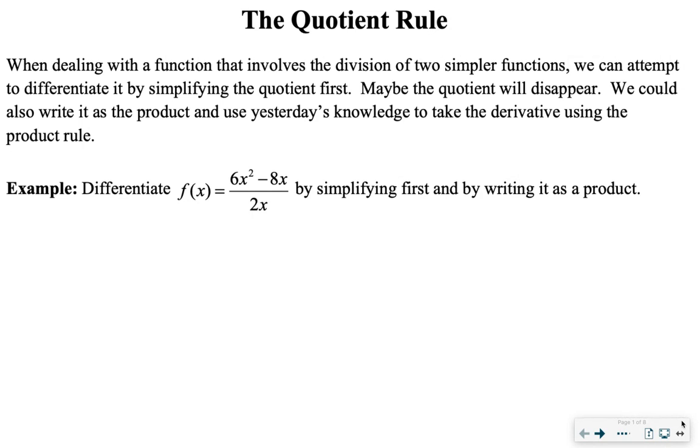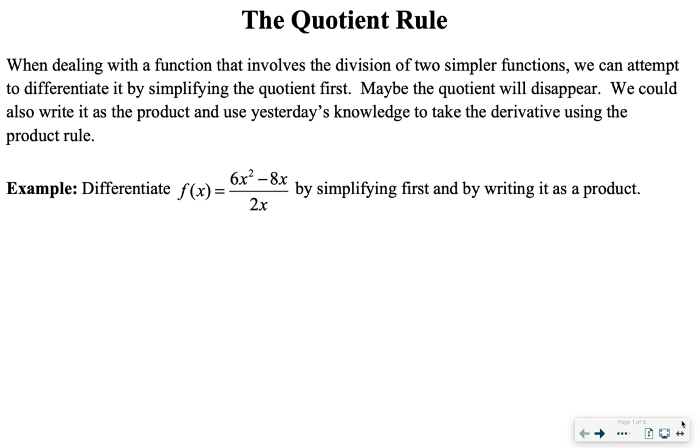Okay, so today we are going to be looking at the quotient rule. So this is when we are dealing with functions that involve a division of two simpler functions. So first we can attempt to differentiate by simplifying the quotient first, hopefully the quotient will disappear, or we could also write it as a product and use our product rule in order to take the derivative as well.